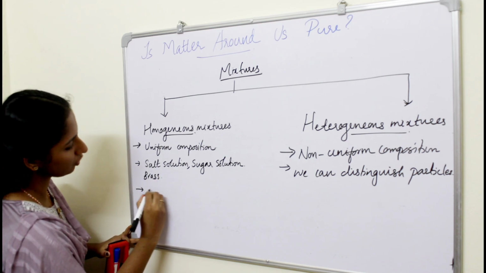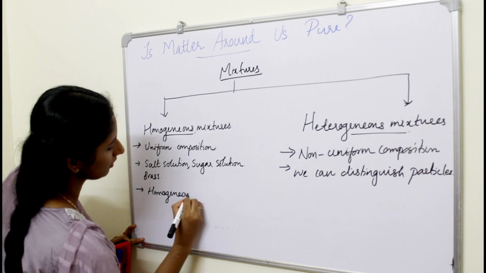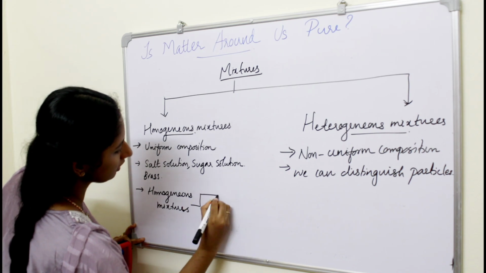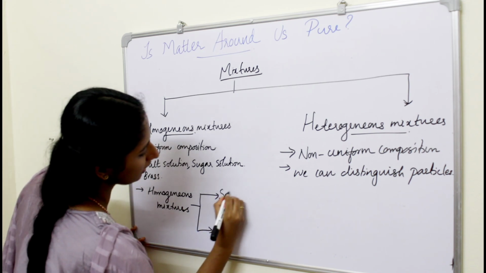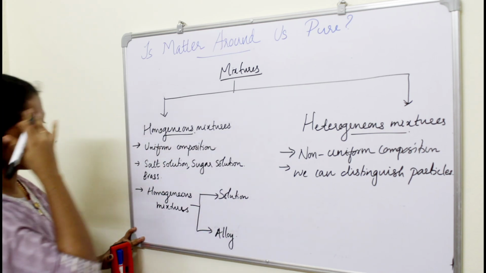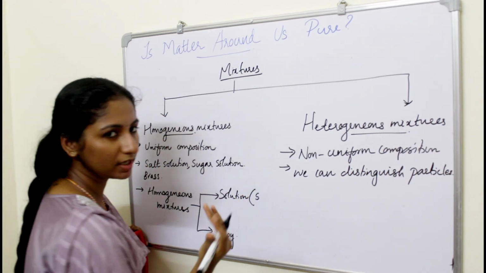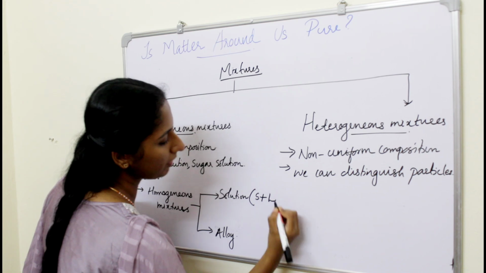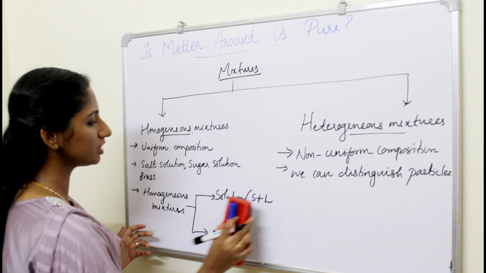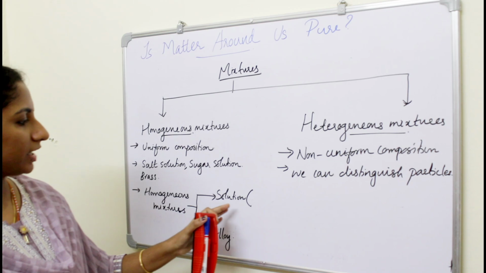So we can classify homogeneous mixtures into two: solution and alloy. What is the difference between solution and alloy? Here we can take solid particles as solute and liquid particles as solvent. That means a solution is the combination of solvent and solute particles.